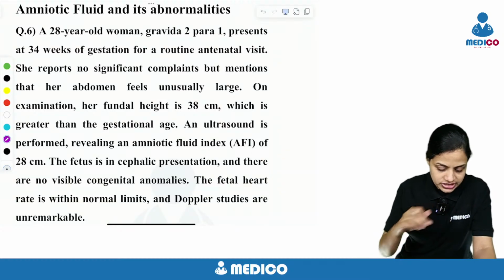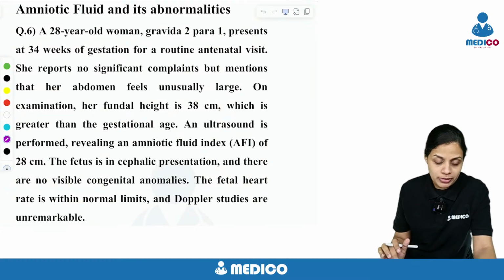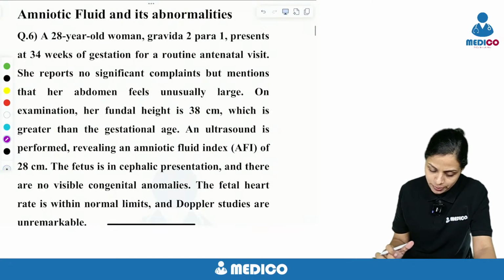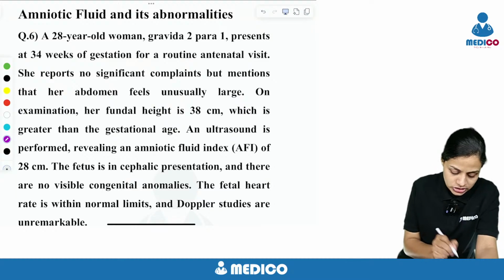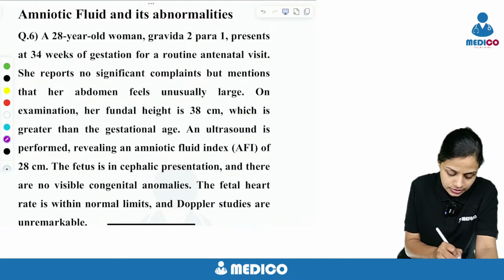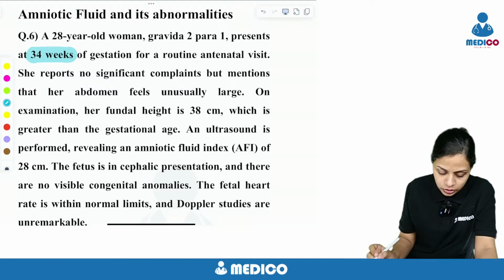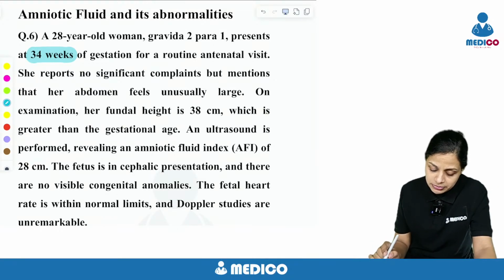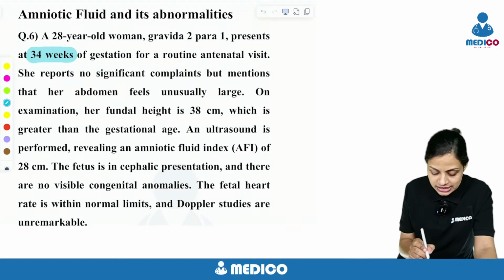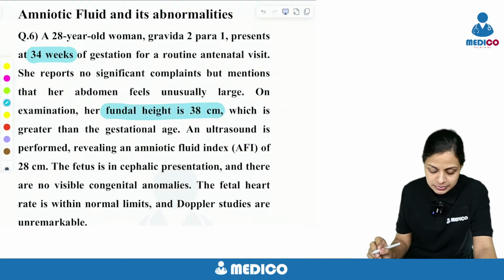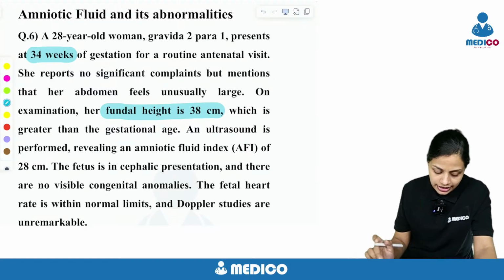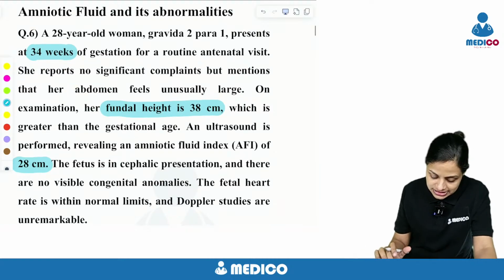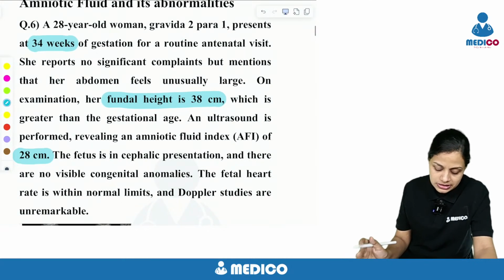Coming to our next question, amniotic fluid and its abnormalities. You have a 28-year-old woman, gravida 2, para 1, presenting at 34 weeks of gestation for a routine antenatal visit. She reports no significant complaints but mentioned that her abdomen feels unusually large. On examination, her fundal height is 38 centimeters, which is greater than the gestational age. An ultrasound is performed revealing an AFI of 28 centimeters.